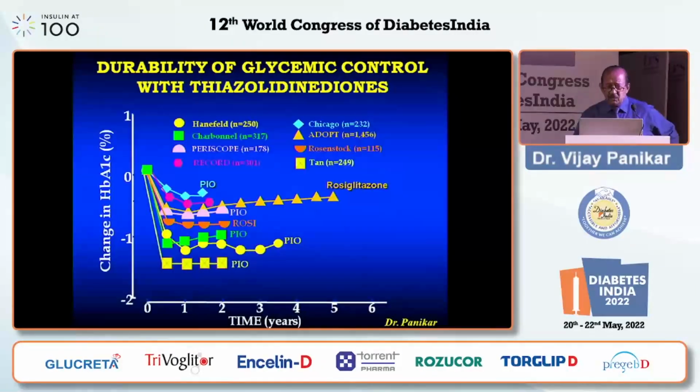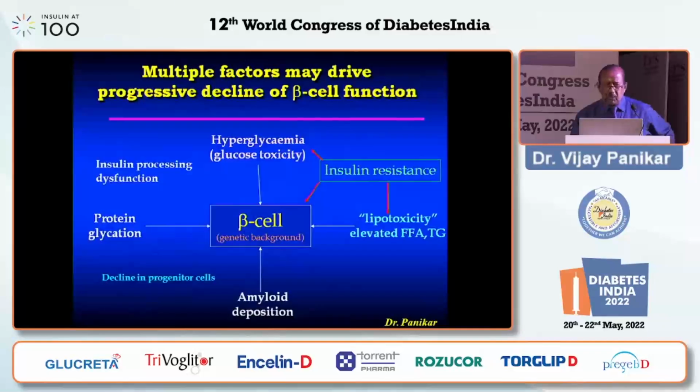These are 8 studies using glitazones. Look, initially down, and then there is a steady HbA1c maintained for about 5 years. What does that tell you? That probably these drugs are preserving the beta cells. So why does beta cell apoptosis really take place? Most important is lipotoxicity. Of course, hyperglycemia and glucotoxicity also do. Insulin resistance will promote both of these, plus have a direct effect on apoptosis.